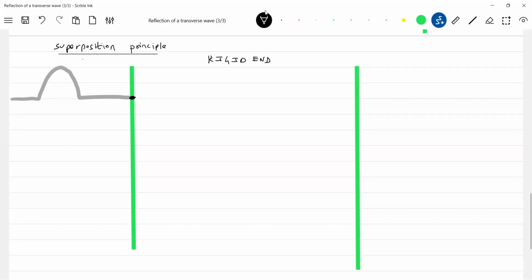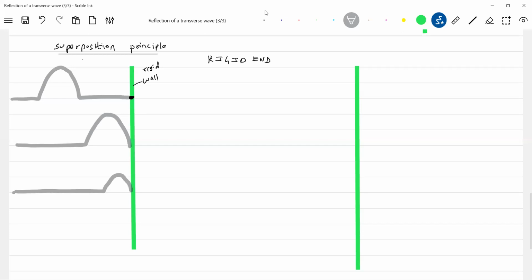Okay, it's not a ring. Some of you will get confused. Understood? If I just say wall, rigid wall, it is understood here. Now the wave pulse will arrive. We know, we have just discussed it, no? The point P will not move. Then what will happen to the wave? Finally, it will become horizontal.